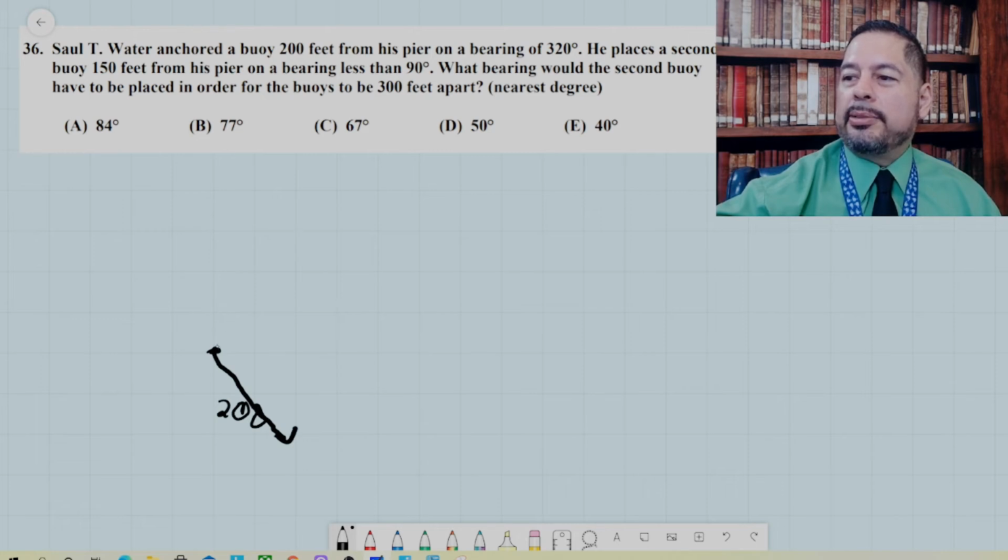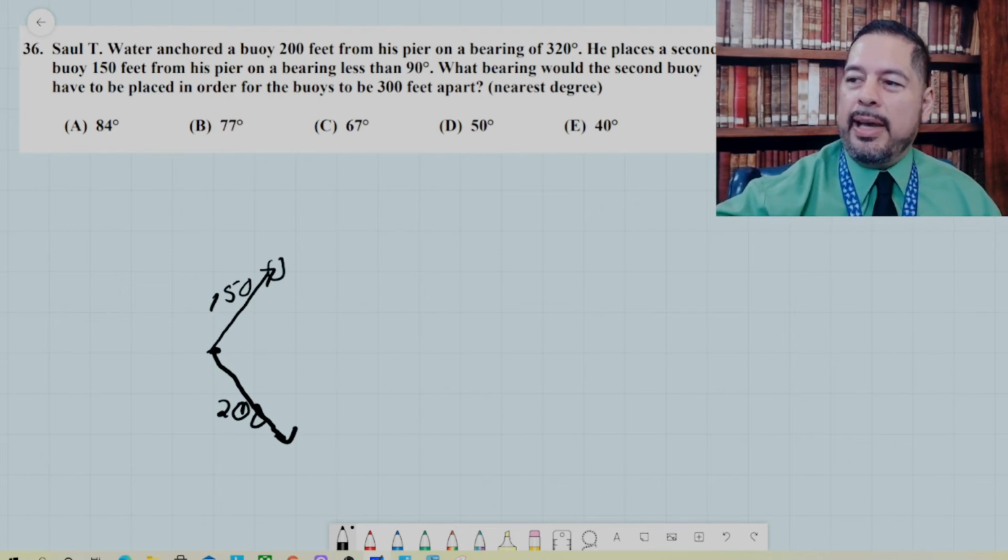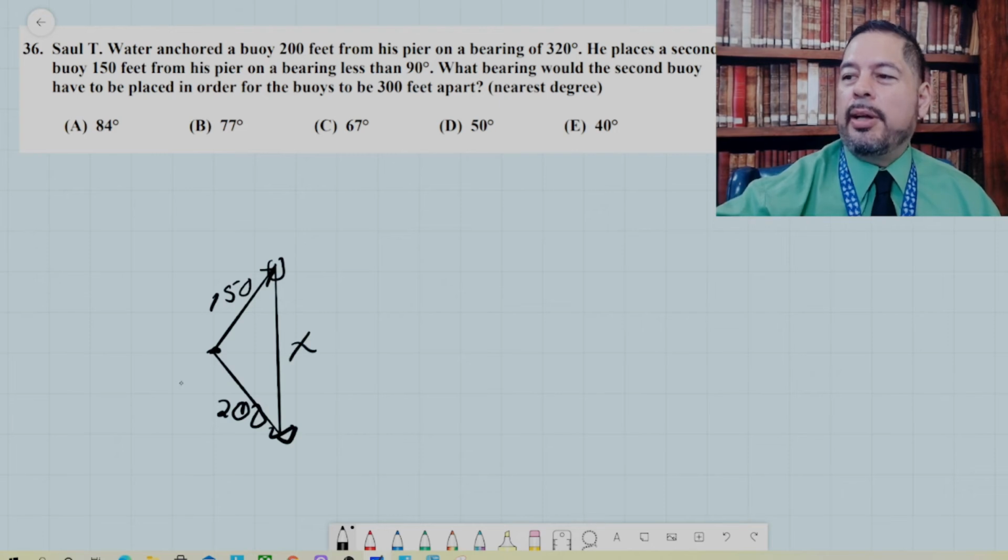of less than 90. So somewhere in that first quadrant. And he buries at 150 feet from his pier on less than 90. What bearing would the second buoy have to be placed in order for the buoys to be 300 feet apart? So now, again, we're concerned with the distance from the buoys with a common orientation point. So you want this distance. So let's go ahead.